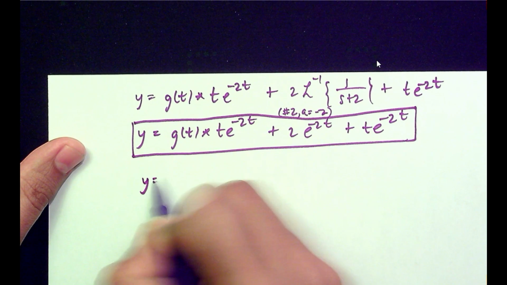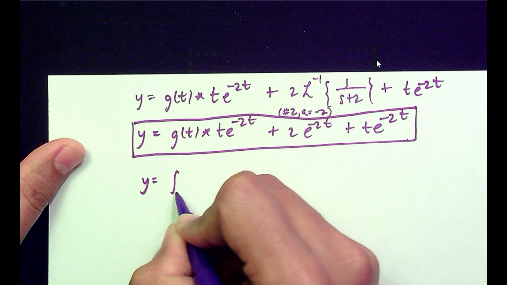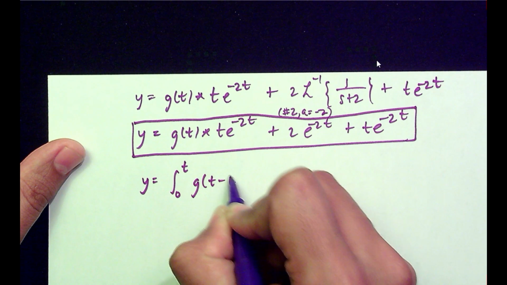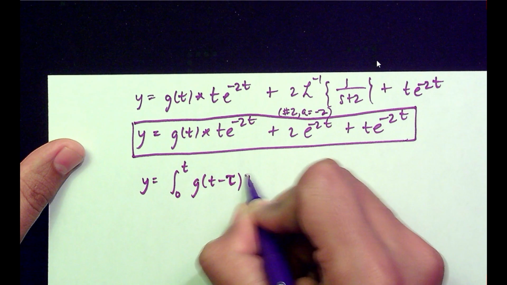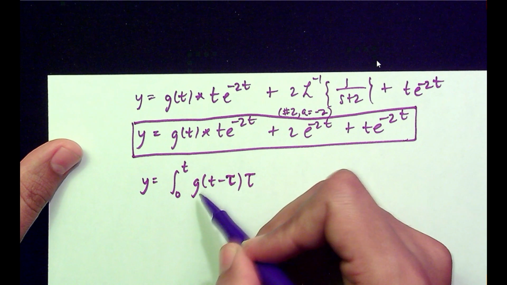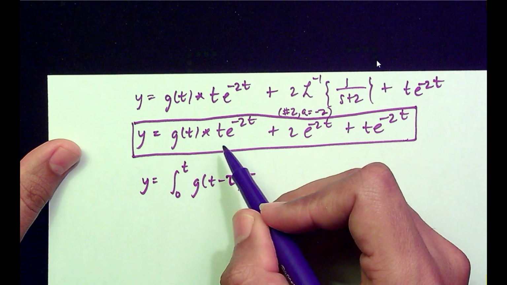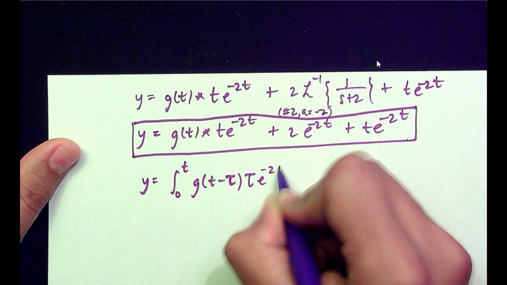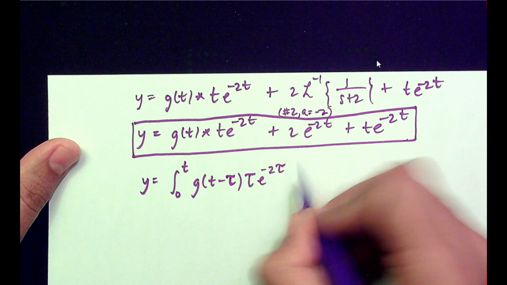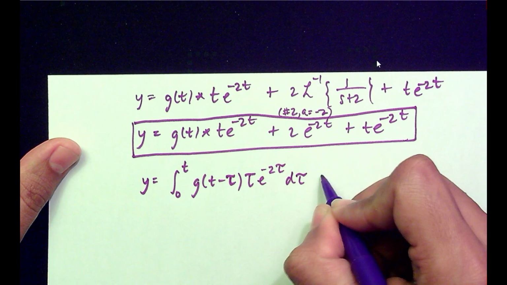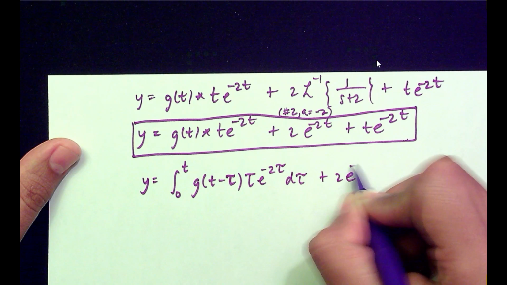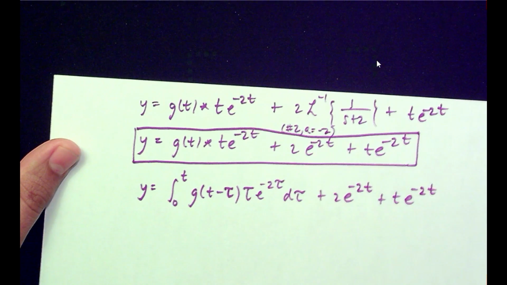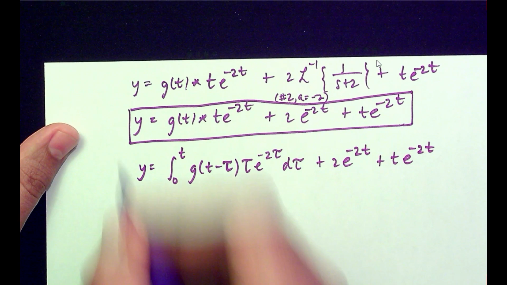So that means we're going to write the answer as the integral from 0 to t of g of t minus tau, times tau e to the negative 2 tau, d tau, plus 2 e to the negative 2t plus t e to the negative 2t. The first one is at t minus tau and the second one is at tau. So this one, instead of at t, is at tau. So you could then leave it like this.